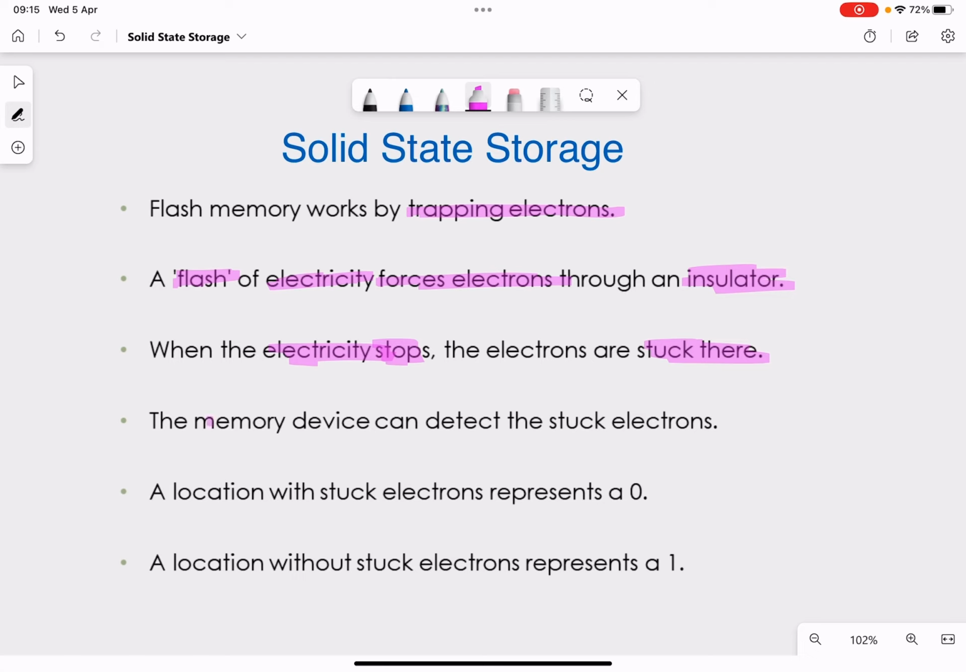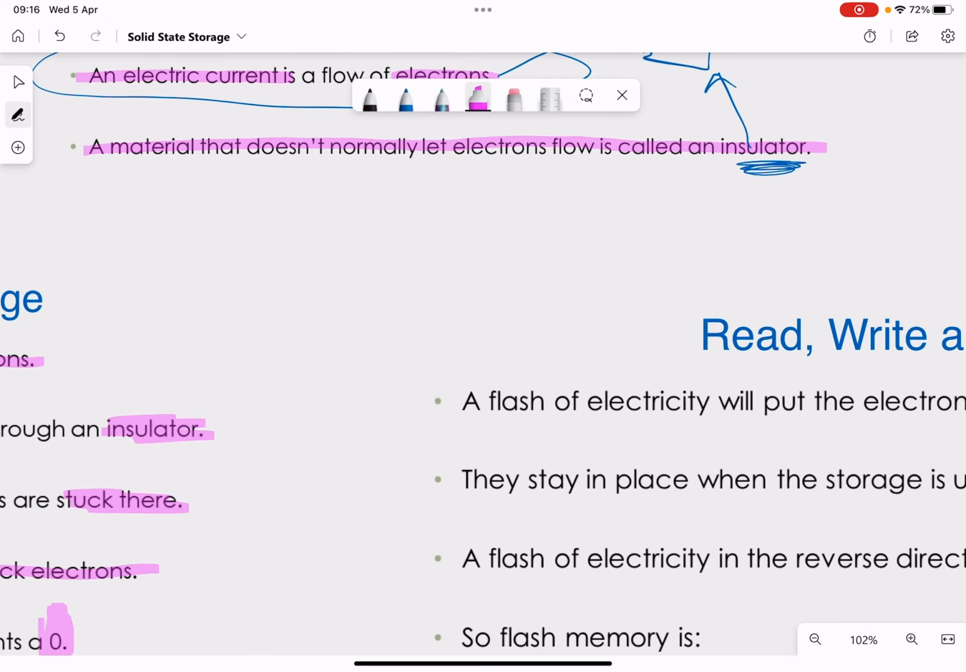Now, the memory device can detect stuck electrons, and if it detects a stuck electron, it will represent it as a 0. If it doesn't detect stuck electrons, it will represent it as a 1. Okay, so if there's electrons in there, 0. If there's not, 1.